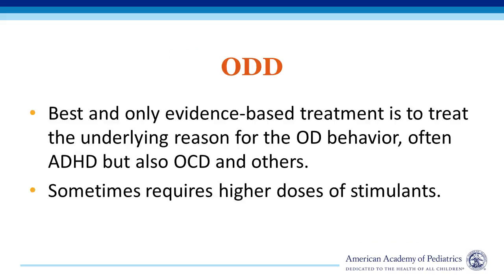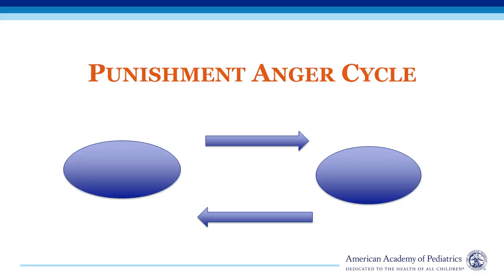Finally, ODD. The best and only evidence-based treatment for ODD is to treat the underlying reason for the oppositional defiant behavior. It's often ADHD, but also OCD and others. If you have a patient who's very oppositional defiant, ask yourself why. And why is the kid so oppositional defiant?